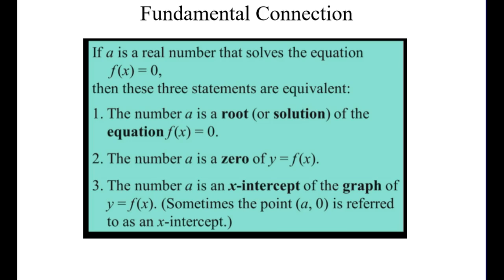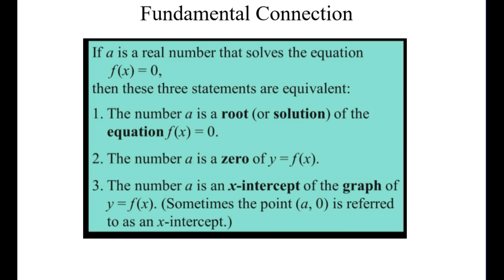The main focus of this lesson is to relate concepts to each other that have the same basic meaning. So the fundamental connection: if a is a real number that solves the equation f of x equals 0, then these three statements are all equivalent to each other. The first statement is the number a is a root or solution of the equation f of x equals 0. Second, the number a is a 0 of y equals f of x. And third, the number a is an x-intercept of the graph of y equals f of x.